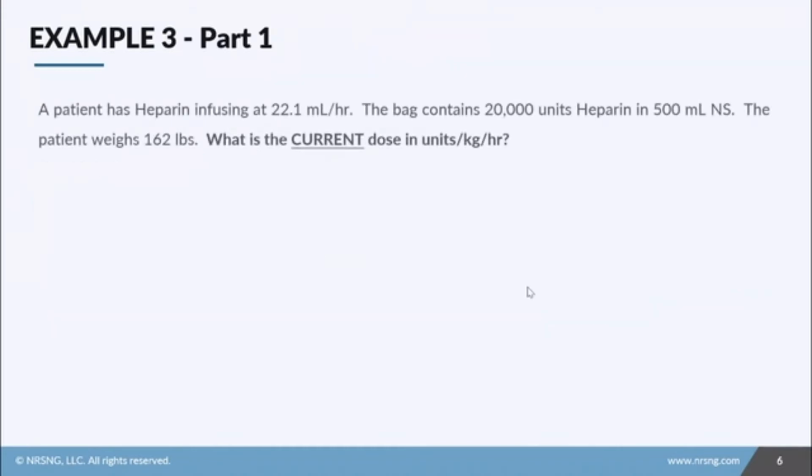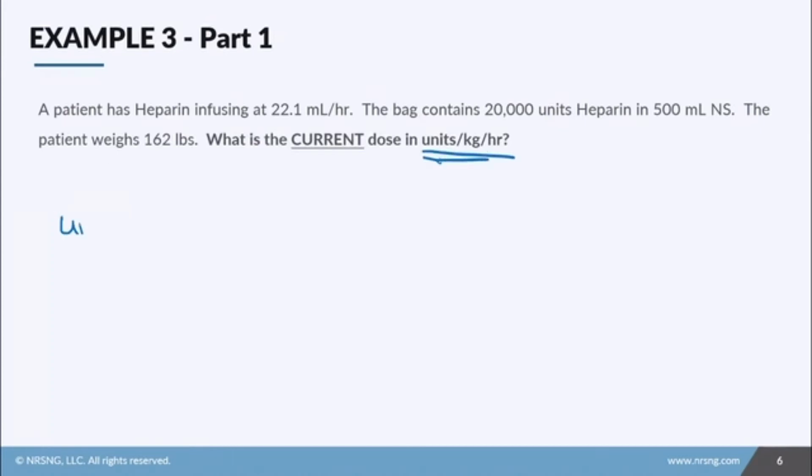So part 1 is, what is the current dose? So patient has heparin infusing at 22.1 milliliters per hour. The bag contains 20,000 units of heparin and 500 milliliters of NS. The patient weighs 162 pounds. The information about the PTT and the new dose, we don't need that yet. We're starting with part 1. What is the current dose in units per kilo per hour?